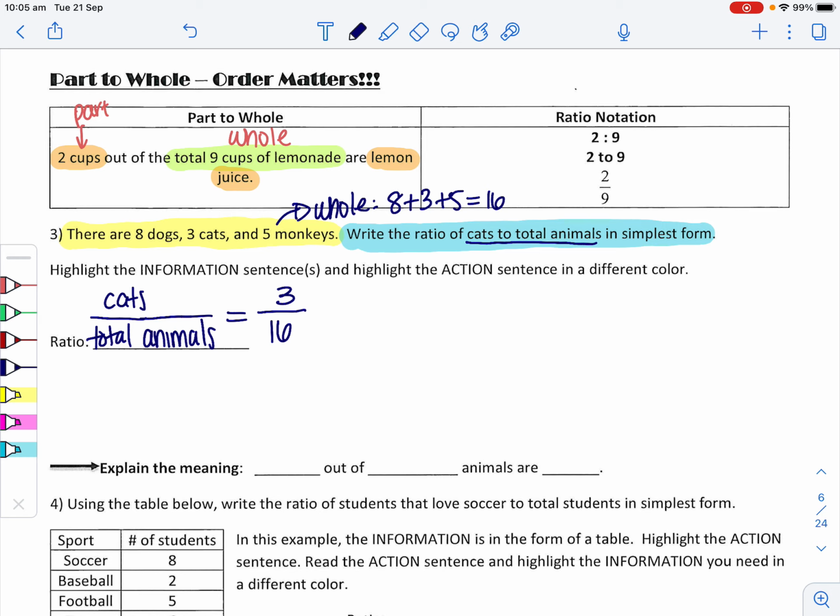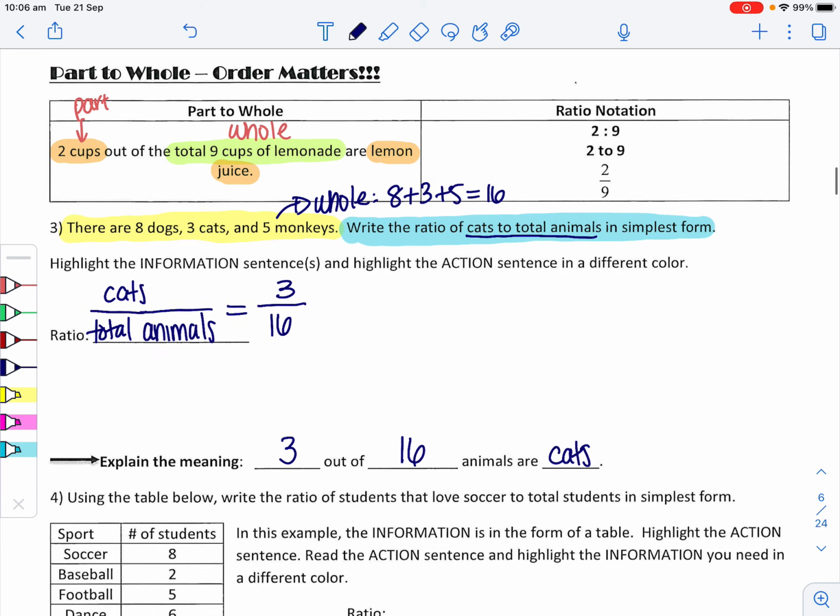And now I'm going to explain the meaning. So it's going to look very similar to the sentence in that very first box where it said 2 cups out of the total 9 cups are lemon juice. But in this case, we're talking about animals. So 3 out of the 16 animals are cats. So I'm describing the part as it is compared to the whole, and then what does that part represent?